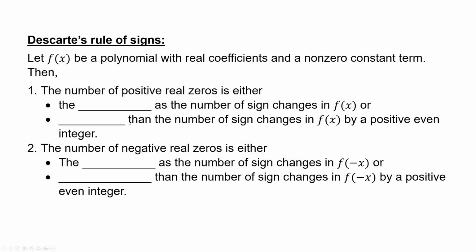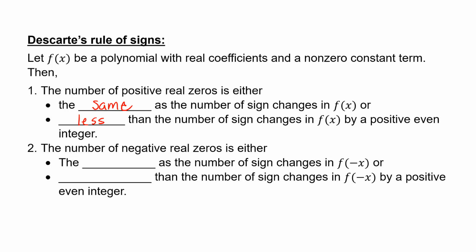So here's what the rule says. Let f of x be a polynomial with real coefficients and a non-zero constant term. And we'll talk about how you deal with it if you don't have a constant term. It's pretty simple to deal with. But if this is the case, then the number of positive real zeros is either the same as the number of sign changes in f of x, or it is going to be less than the number of sign changes in f of x by a positive even integer.